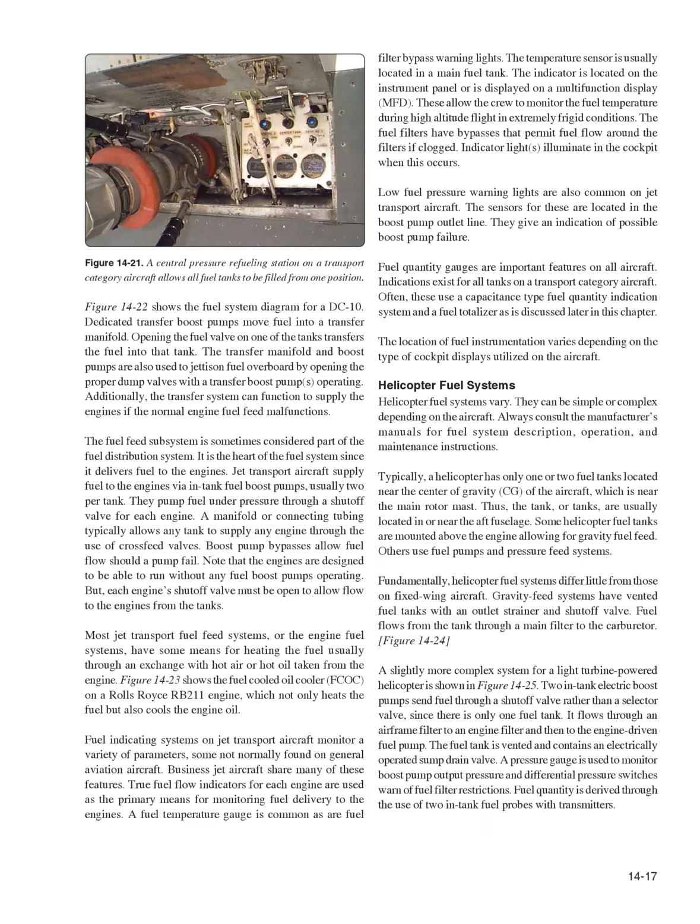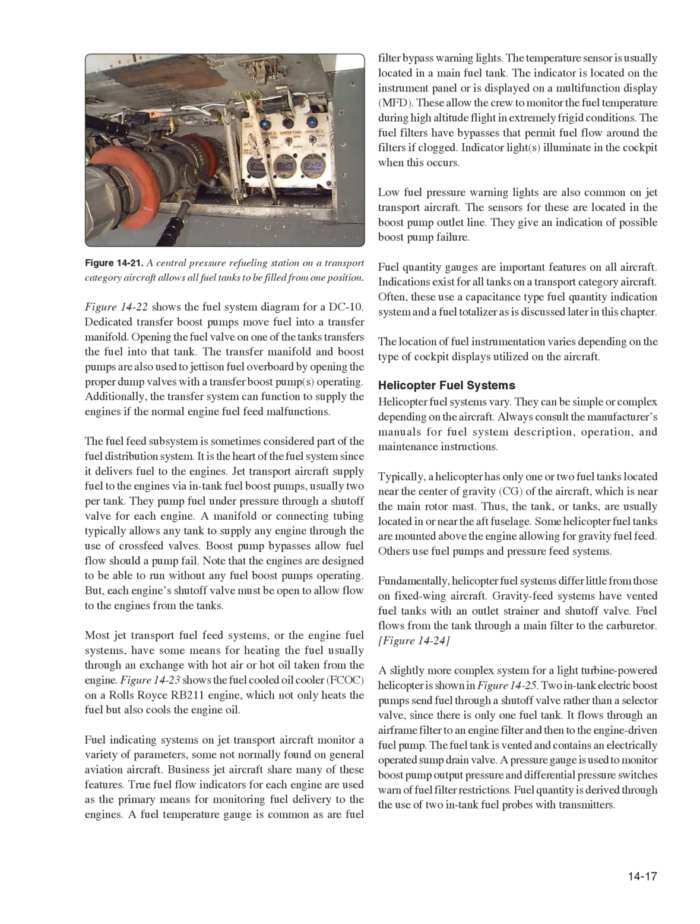Figure 14-22 shows the fuel system diagram for a DC-10. Dedicated transfer boost pumps move fuel into a transfer manifold. Opening the fuel valve on one of the tanks transfers the fuel into that tank. The transfer manifold and boost pumps are also used to jettison fuel overboard by opening the proper dump valves with the transfer boost pumps operating. Additionally, the transfer system can function to supply the engines if the normal engine fuel feed malfunctions.